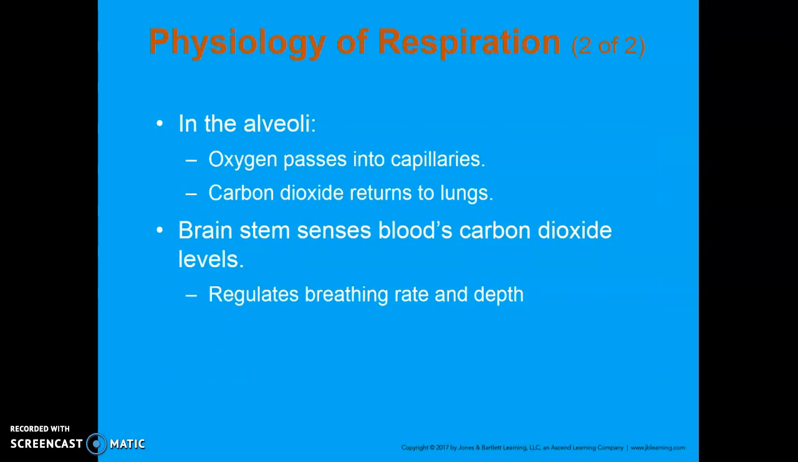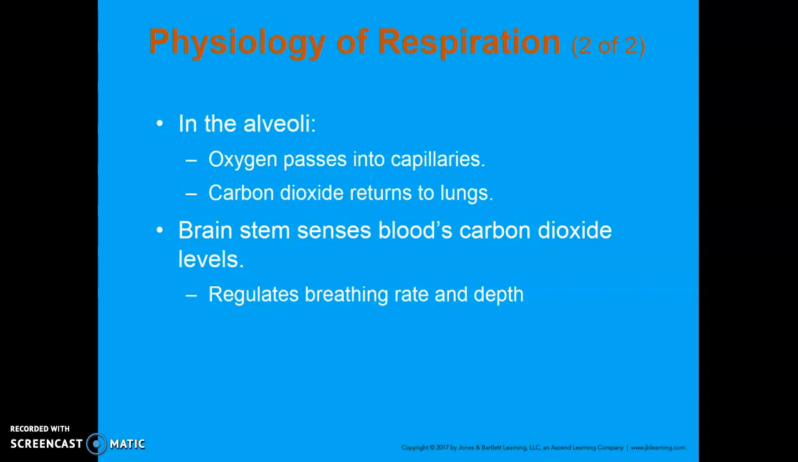So in the alveoli, your oxygen is going to pass into your capillaries because that blood right there has a low partial pressure of oxygen. So in order to try and balance it, oxygen is going to pass into the capillaries. Carbon dioxide is very high in the blood at that point, very low in the lungs, and so it's going to switch to try and equal out that balance.